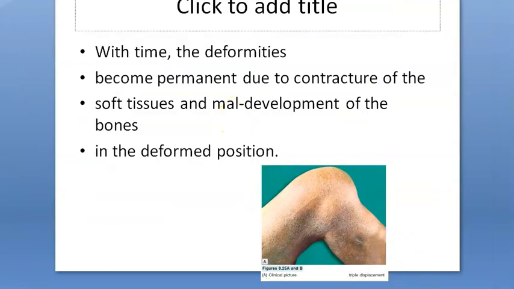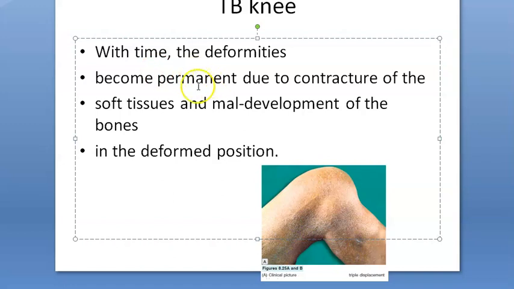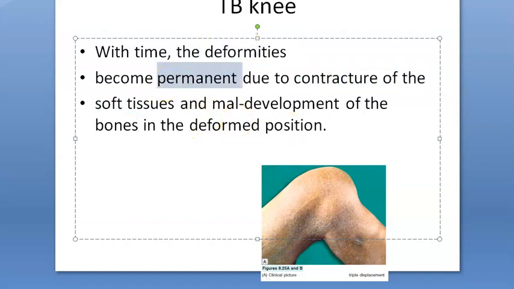Then, what will happen with time? With time, the patient's deformities will become permanent because there will be contracture of the soft tissues and maldevelopment of the bones in the deformed position. So this can become permanent. That is very bad.